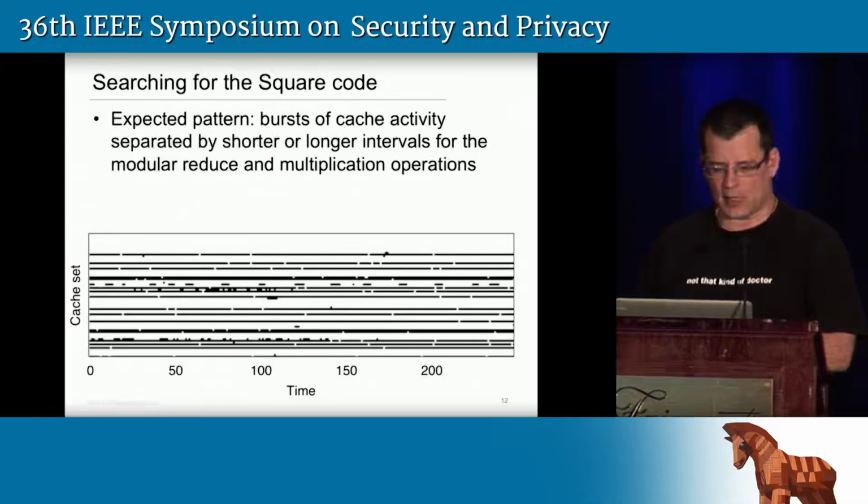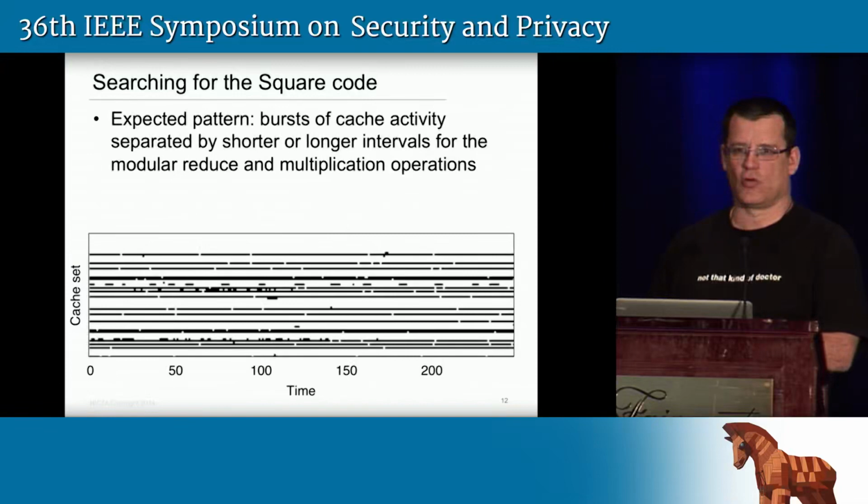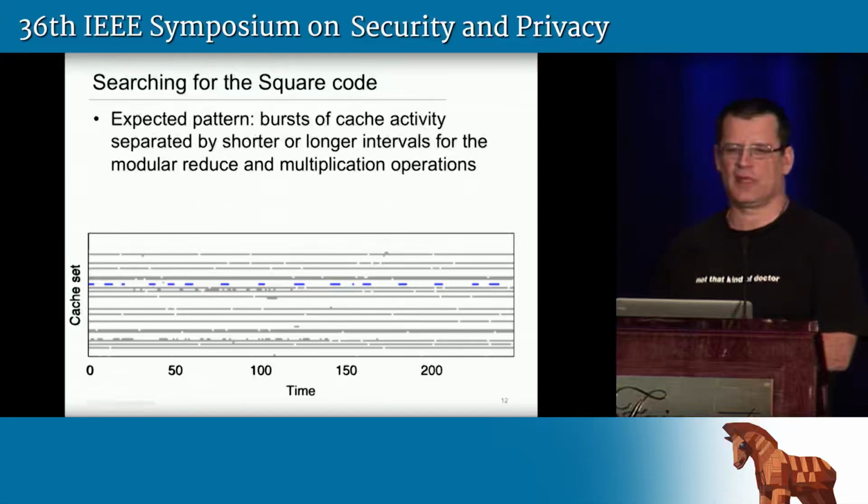So in the diagram we have some example of probes of cache sets, and we see that some cache sets are not active. White is not active, black is active. Some cache sets are almost always active, and others show some sporadic access. If we highlight one specific cache line, the blue line, we can see the activity that we expect from a square cache line. We have bursts of activity separated by two sizes of intervals.